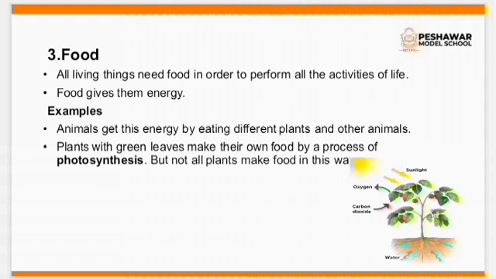For example, animals get this energy by eating different plants and other animals. And plants with green leaves make their own food by a process of photosynthesis. But not all plants make food in this way, right? There is a process through which plants can make their own food. As we know, plants don't depend on animals or humans to feed them. So it produces its own food by a process called photosynthesis, in which they need sunlight, oxygen, carbon dioxide and water, right?